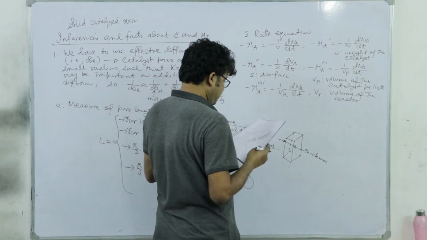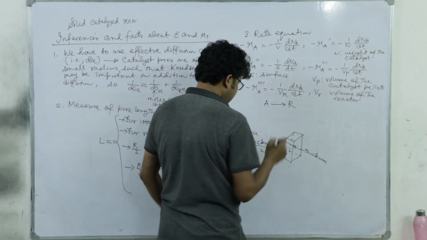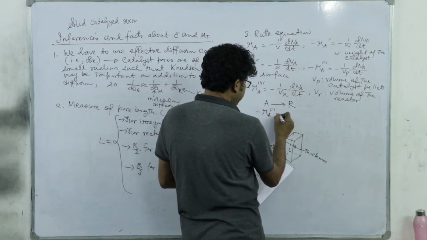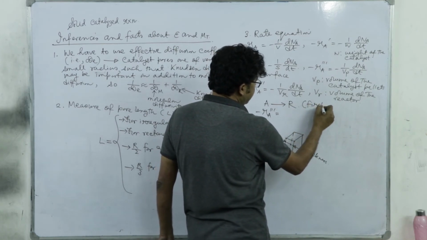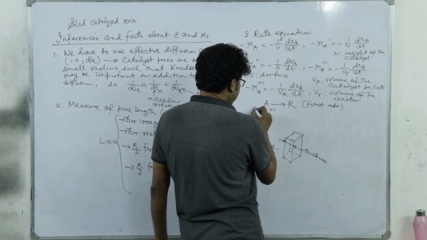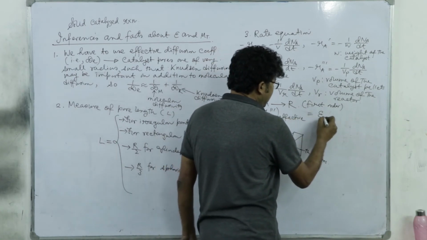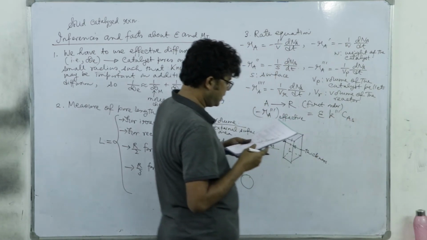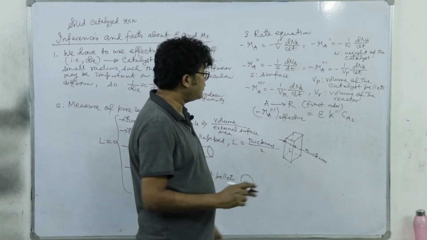Their derivations are given in the book of Fogler, so we are not going for the derivation. Here it is minus Ra triple prime that we are using, and for first order, let us say, the effective rate is epsilon into K triple prime into Cas, where Cas is the concentration at the pore mouth.